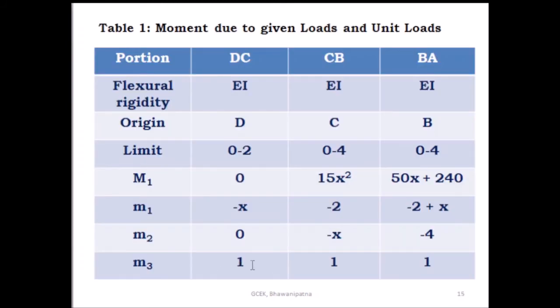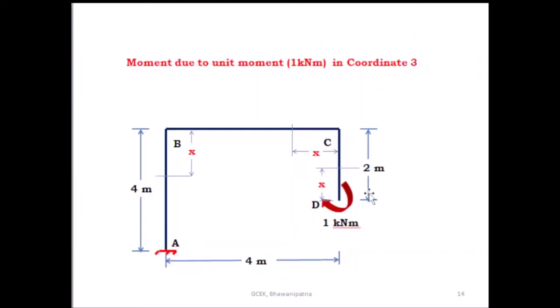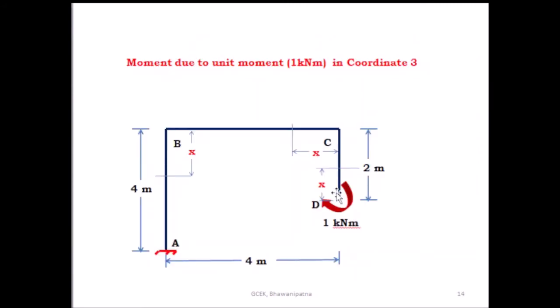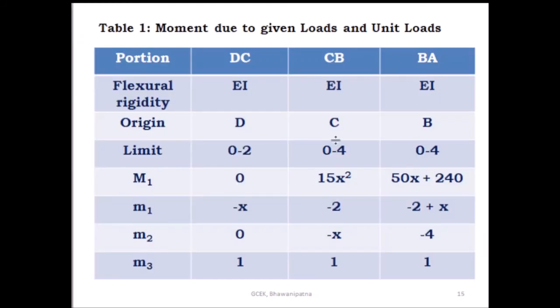Just to write here in tabular form. So these are the moments due to given loading and unit loads. This is the flexural rigidity EI for DC, CB and BA. This is DC, then this is CB, then this is BA. Then the origin you take for DC is D, for BC is C, and for AB is B. This is the origin D, C, B.